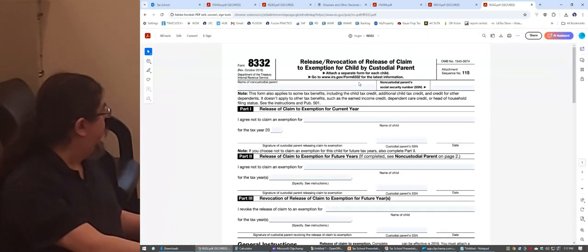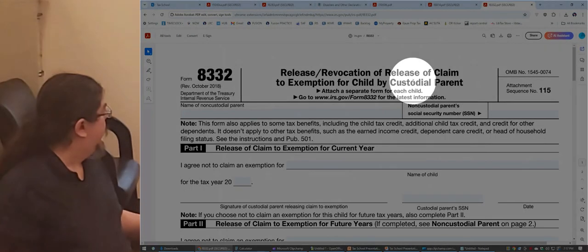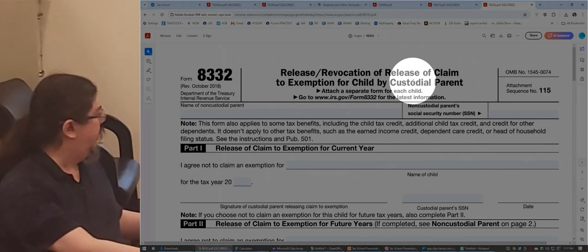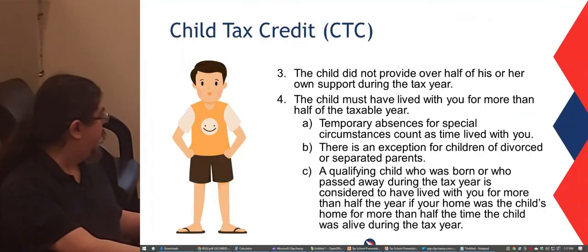Which is the custodial parent? No, it's right here. Yeah. So the custodial parent agrees not to claim that child, and therefore the non-custodial parent can claim that child for child tax credit purposes.